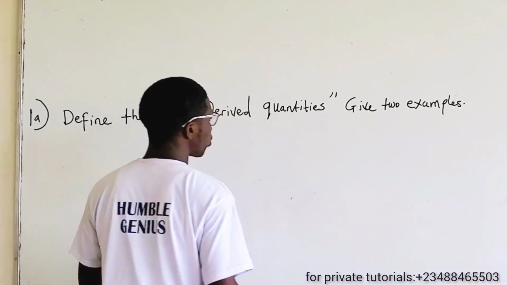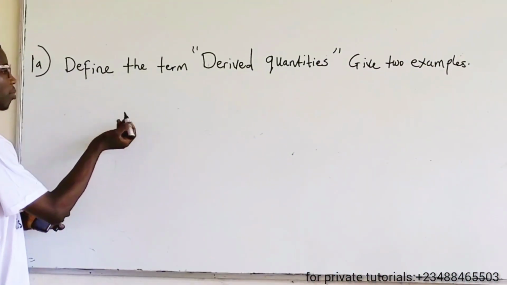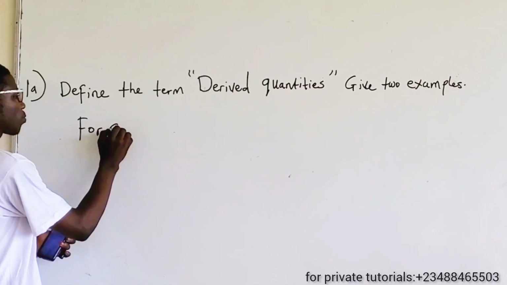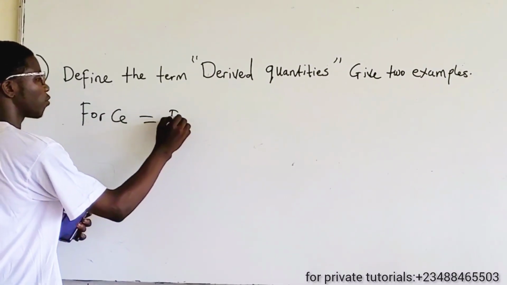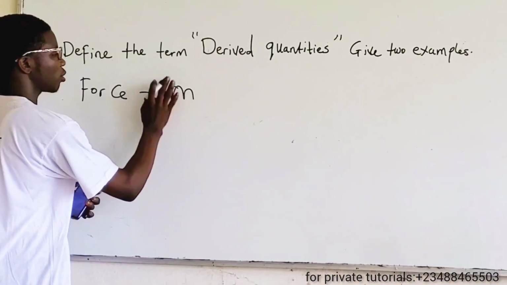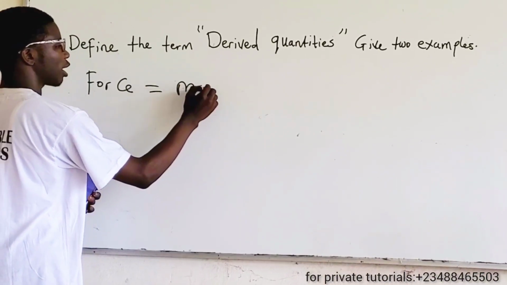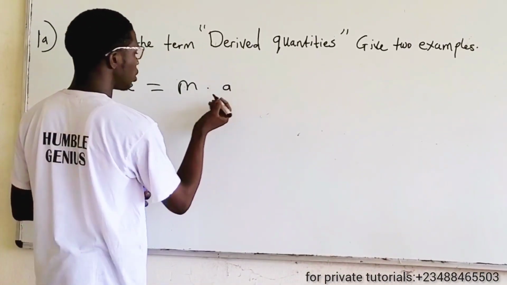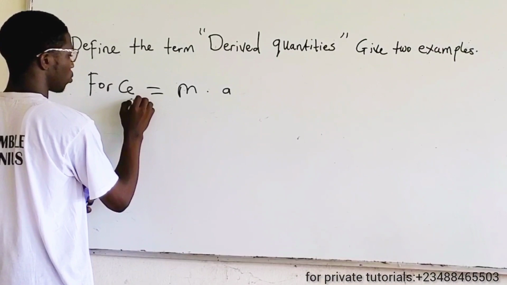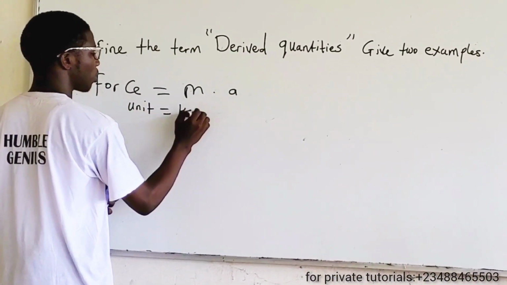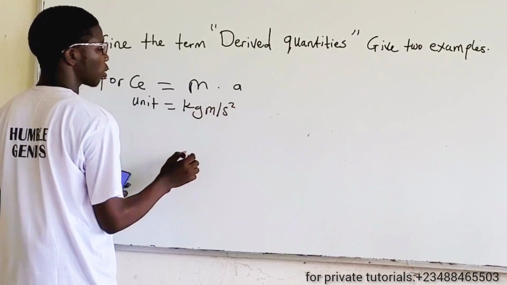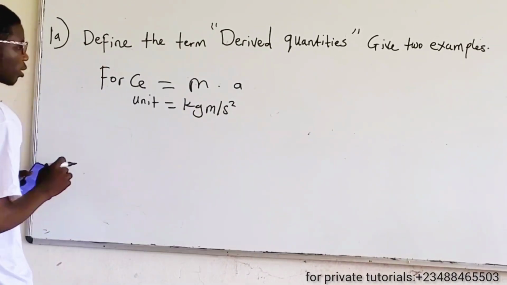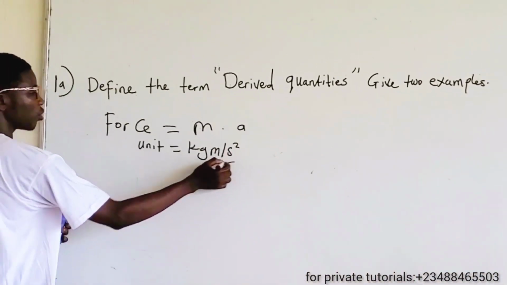Then you go straight up to giving them 2 examples. Force is a derived quantity, so you can give them the formula for force, which is mass times acceleration. And you can give them the units. You tell them the unit is in what? Kilogram meter per second square. Do you get that? Yes. All right. Now, this is the derived unit for force.